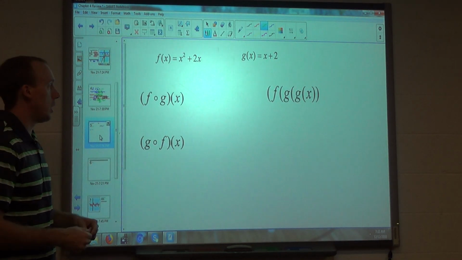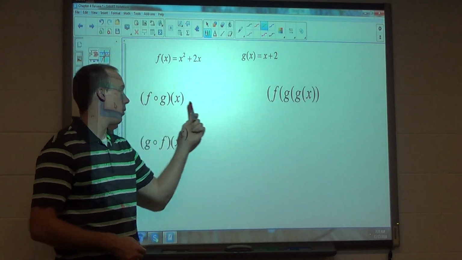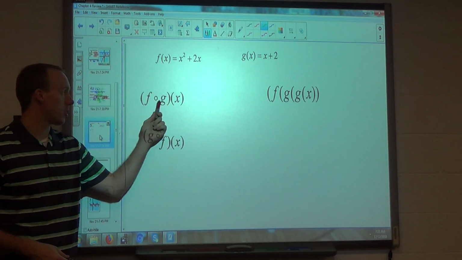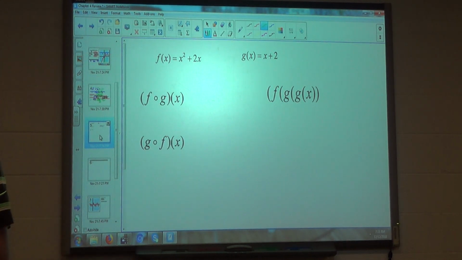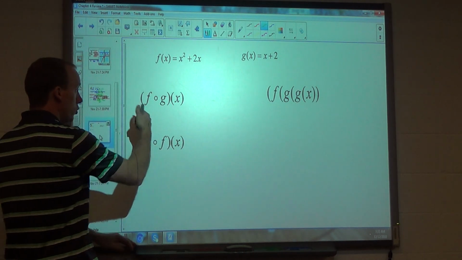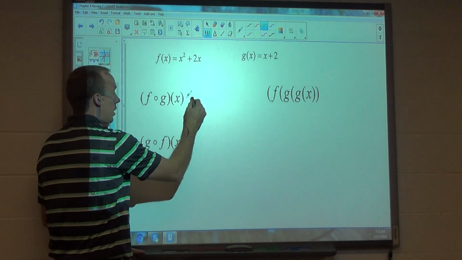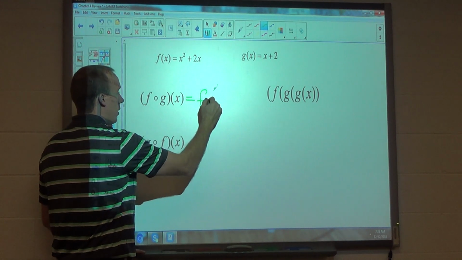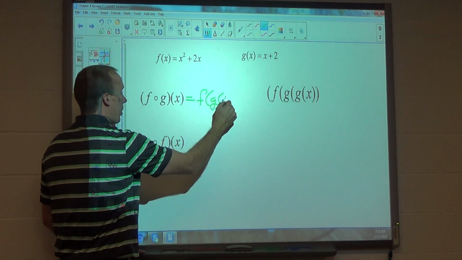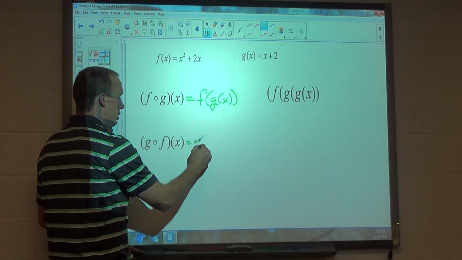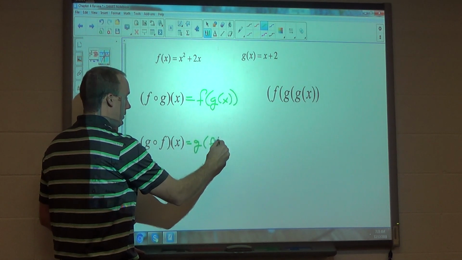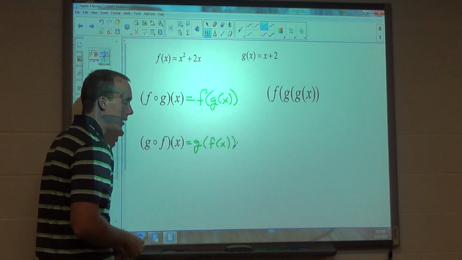Here are 2 more. I'm probably not going to have something like this, but I will have these 2. So the f circle g of x and the g circle f, and you'll have to know which one is which. Okay, so when we're doing these, you got to know what these rewrite into. So this would rewrite into f parenthesis g parenthesis x. Okay, and this one would rewrite as g of f of x.